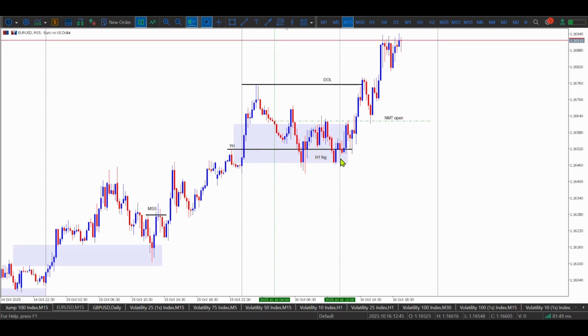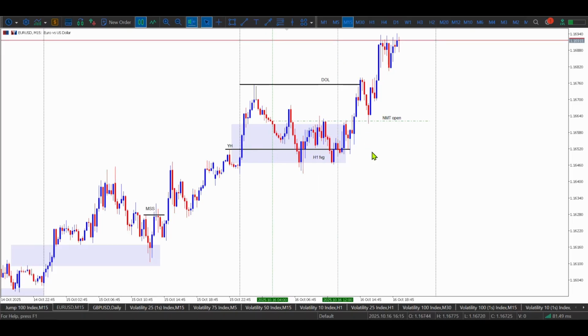So this is where we want to see our setup form on this H1 fair value gap, targeting this initial high of day right here. Same thing as Wednesday. This was initial high of day. That's what we targeted. Boom, from H4 order flow. So same thing applies here. Let's see how it happened. Remember, this is H1, this was H4. We got a very nice setup on M15.